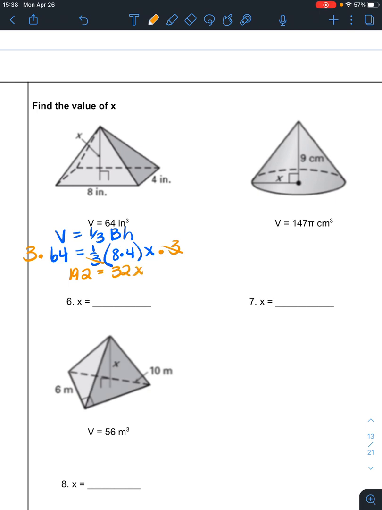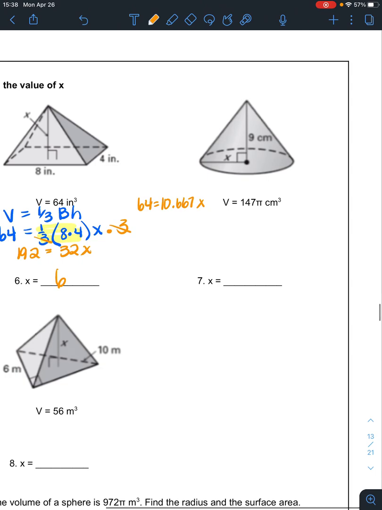If you don't see that, then 32 divided by 3 is 10.66667. So you could have 64 is equal to 10.667x, and you'll get pretty close, okay? But it's just as easy to multiply both sides by 3. But you do have an option. Do the math that you can do, and just keep several decimals until the end. And so you get that the height is 6.